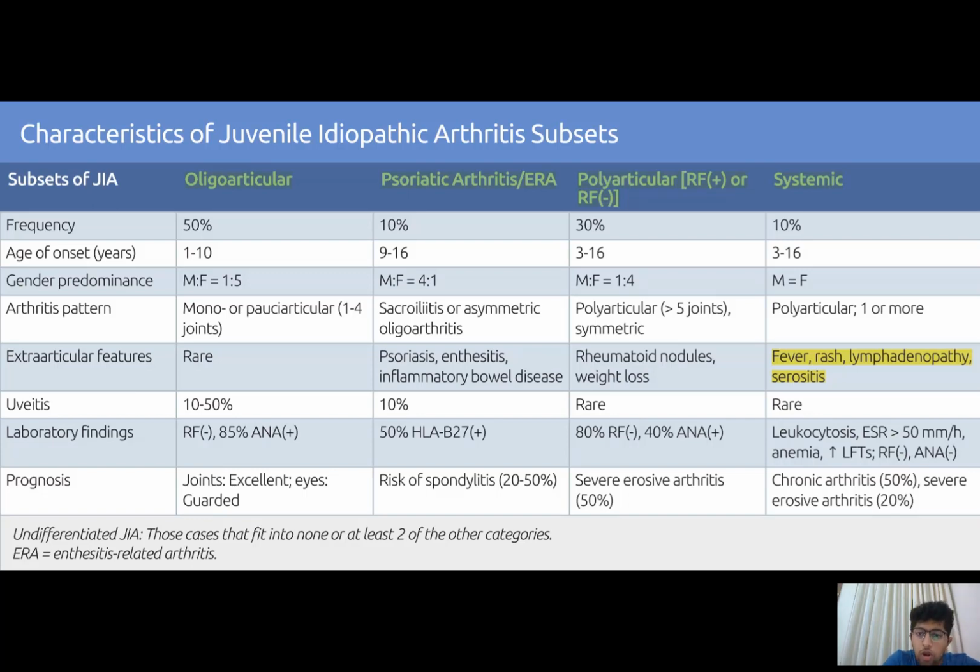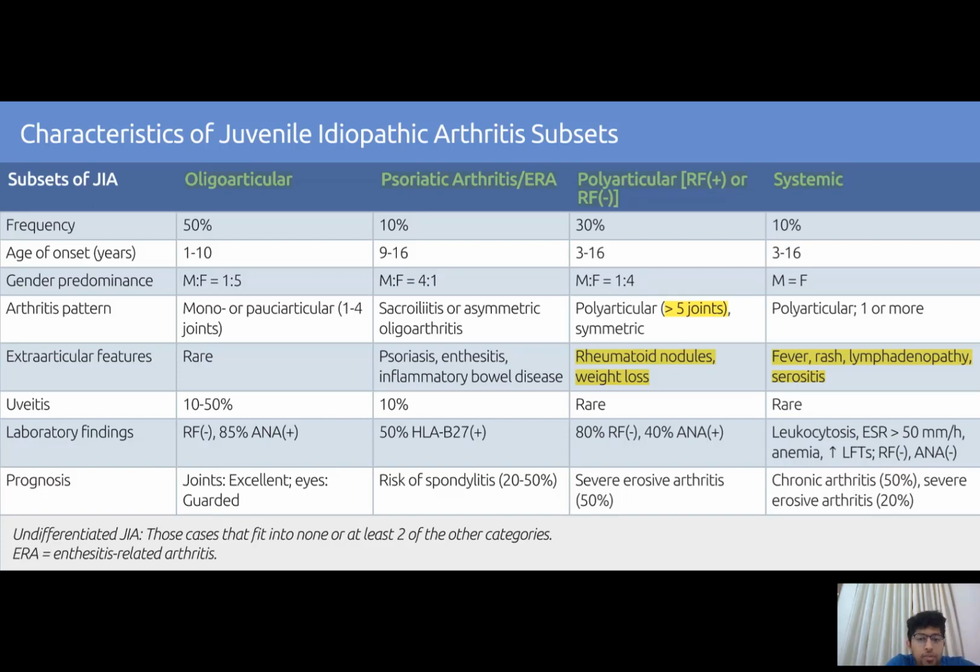The polyarticular type will mainly have hand and foot involvement. Polyarticular means more than 5 joints, and this will usually involve the hand and foot. The hand is most commonly involved. In the hand, the carpal bones and the interphalangeal joints are involved more commonly than the metacarpophalangeal joints. Rheumatoid nodules will also be present. There can be weight loss. The rheumatoid factor may or may not be positive. This has features similar to rheumatoid arthritis.